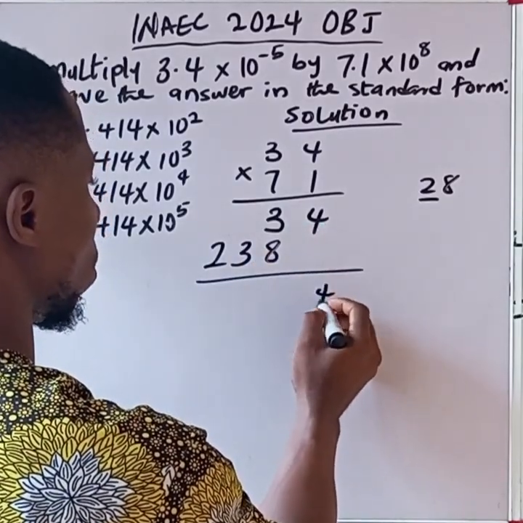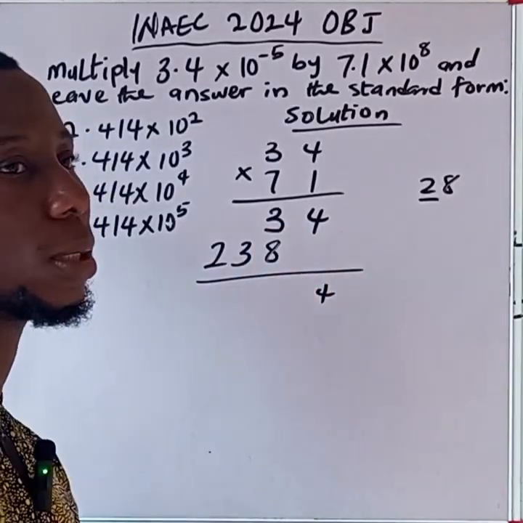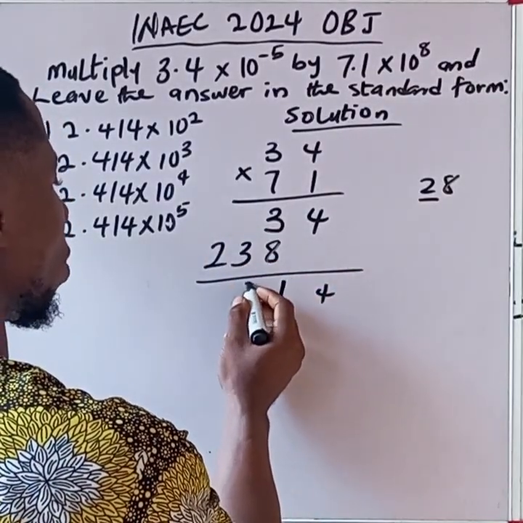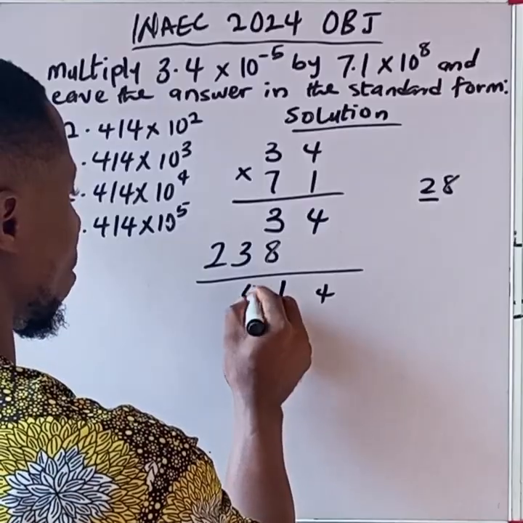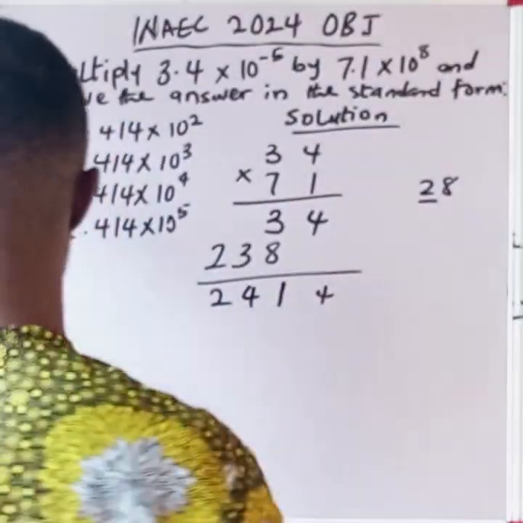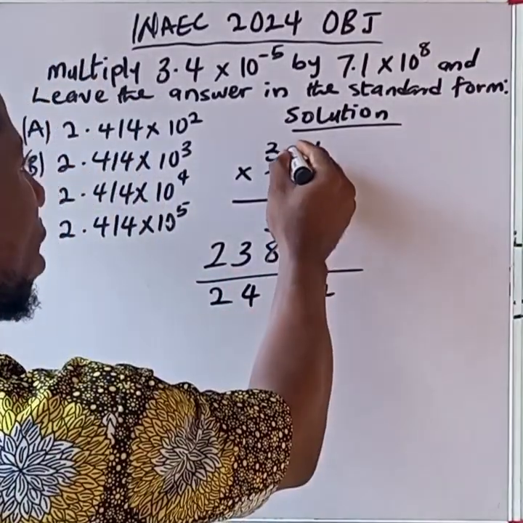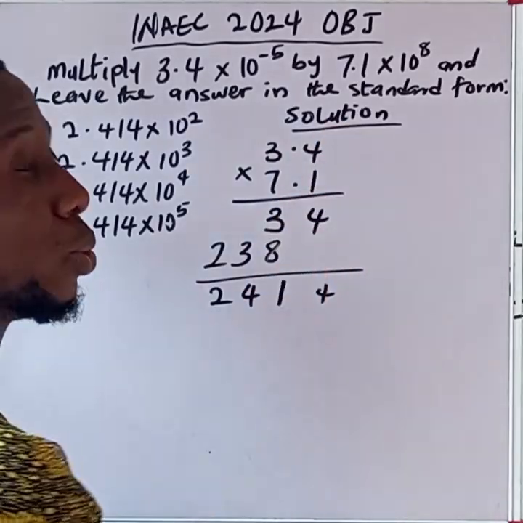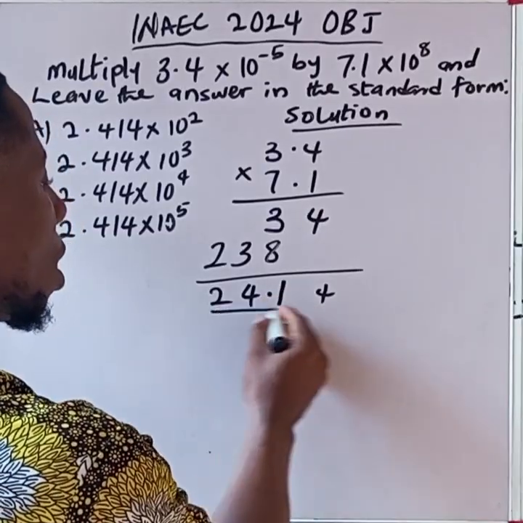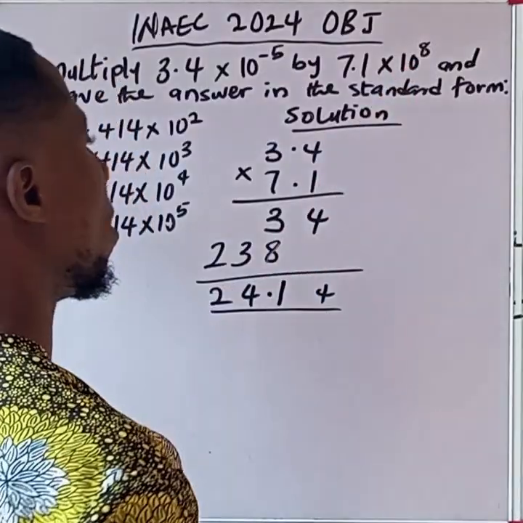So we add it together. This is 4. Then 3 plus 8 is 11. Put down 1 here, carry 1. 1 plus 3 is 4. So we have 4, 2. So we have 2, 4, 1, 4. Now, what we are going to do is bring in our decimal. How many decimal places did we have here? It's 2 decimal places, 1, 2. So we move our decimal 2 places from here, 1, 2. So this is for the coefficient.